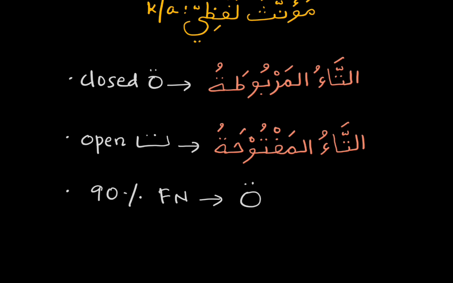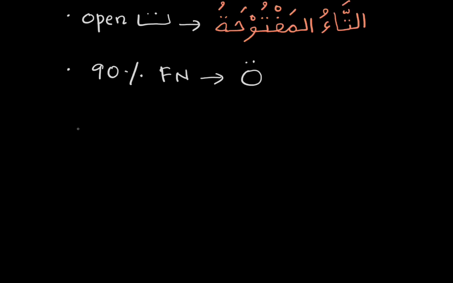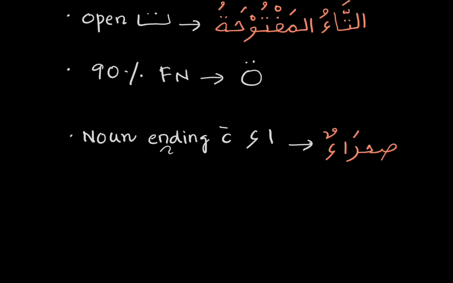So what are the other signs by which we can identify that a given word is a feminine noun? If we see nouns ending with alif and hamza, this is known as alif mamduda. For example, sahraun. You can see the alif and hamza here. By this also we can identify that a given word is a feminine noun.